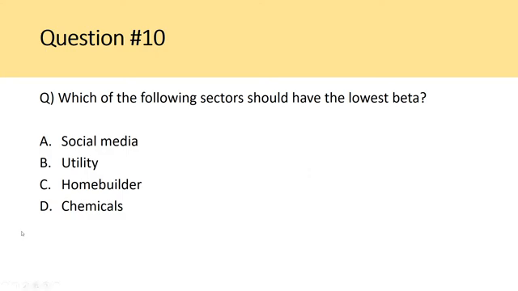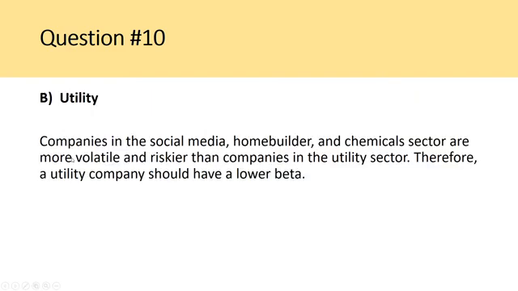So in this case, social media will be quite risky. Utilities are very safe. Home builders or chemicals, both of them are very cyclical. So it would be B. The utility would have the lowest beta. So companies in the social media, home builder, and chemical sector are more volatile and riskier than companies in the utility sector. Therefore, a utility company should have a lower beta.